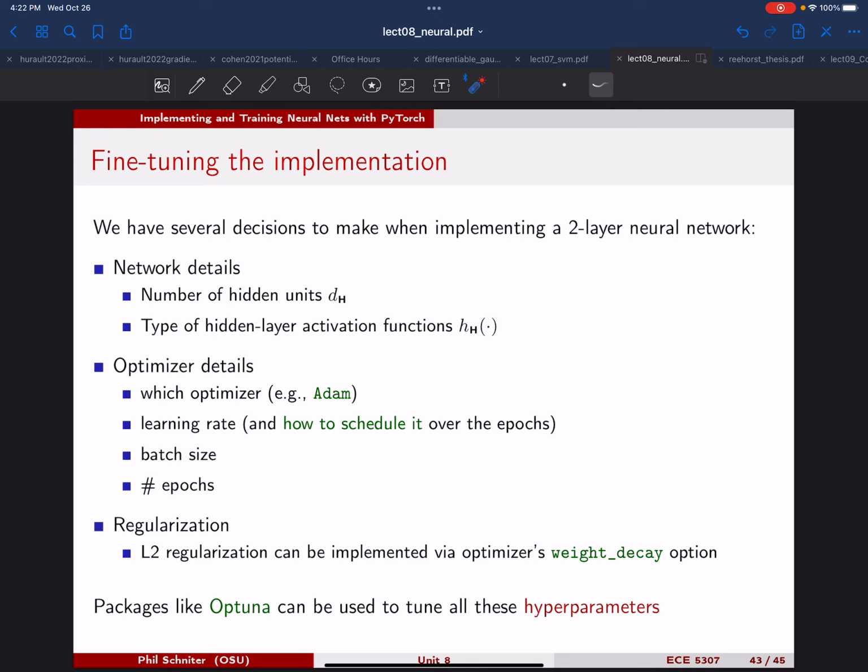And with these neural networks, it's also popular not to use a fixed learning rate, but actually change it over the iterations. So one popular strategy is you start with a high learning rate, and then you decrease it over the iterations. But there's also many other strategies, and we will discuss this more in the next unit. So that would be called learning rate scheduling.